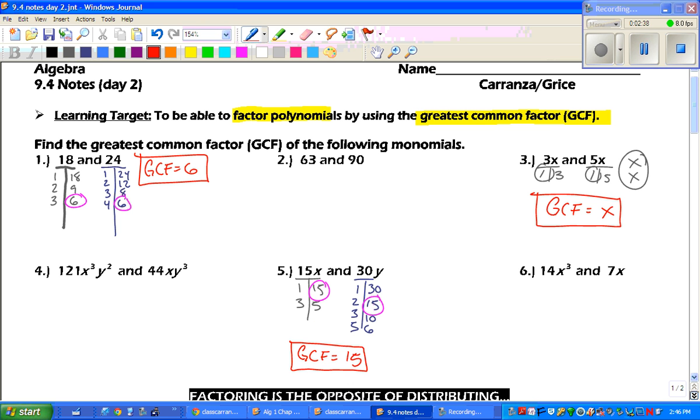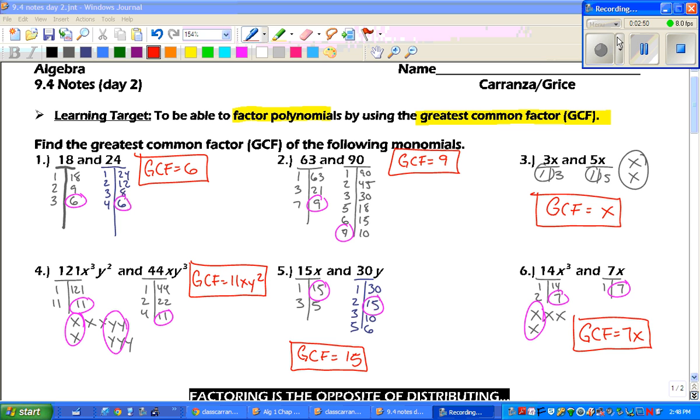So what I want you to do is go ahead and try 2, 4, and 6 on your own. Go ahead and pause the video, and good luck. Okay, and there we go. For 2, we just listed all the factors, and then they both have 9 in common. For 4, I listed all the factors. 11 was the greatest number they had in common.